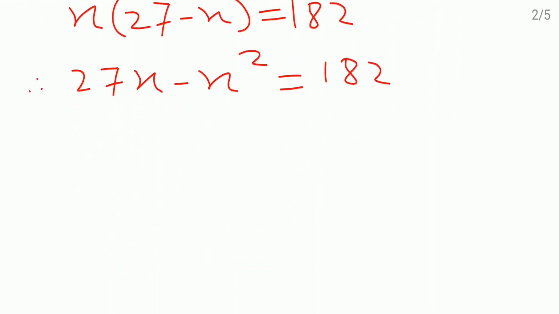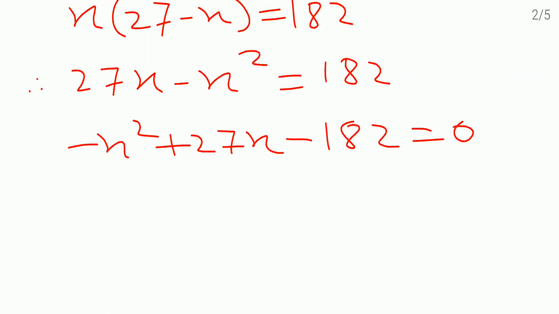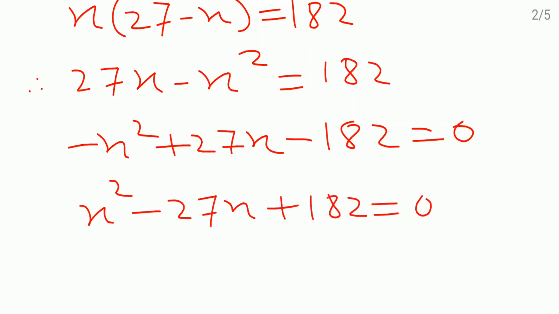We'll write it in a proper format now. Minus x square plus 27x. This 182 we will bring this side, minus 182, which is equal to 0. When we multiply the whole equation by minus 1, the signs will get changed. So x square minus 27x plus 182 is equal to 0.